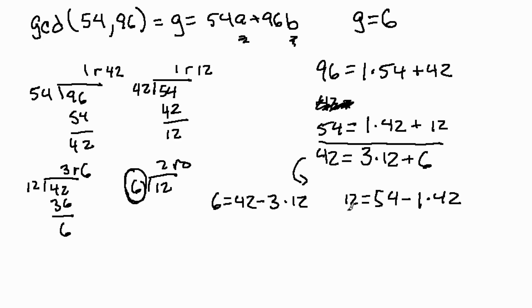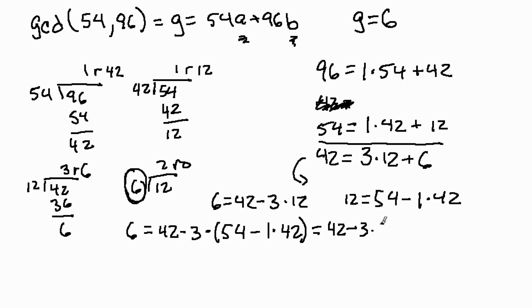So I'm going to take this expression for 12 and put it in here, and I get that 6 is equal to 42 minus 3 times (54 minus 1 times 42). And I'm going to go ahead and collect terms here. So that's 42 minus 3 times 54.